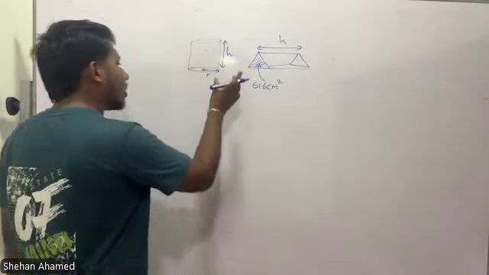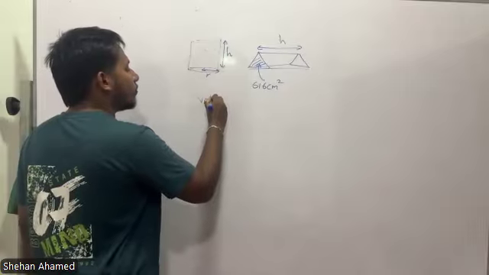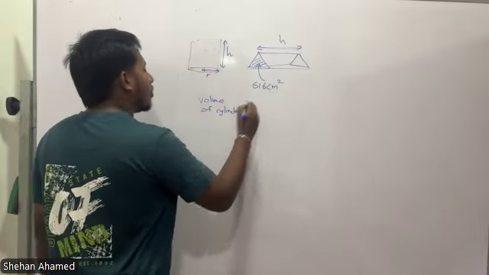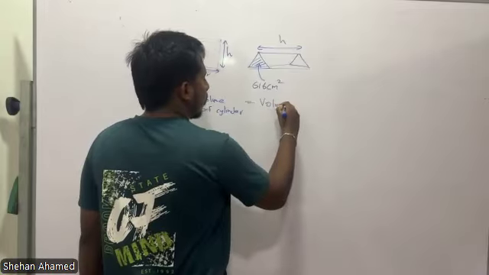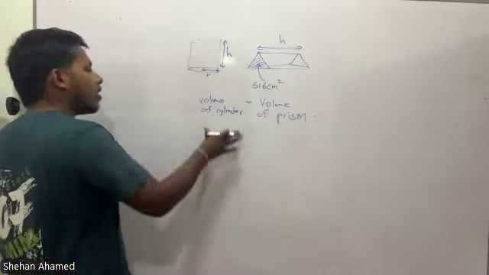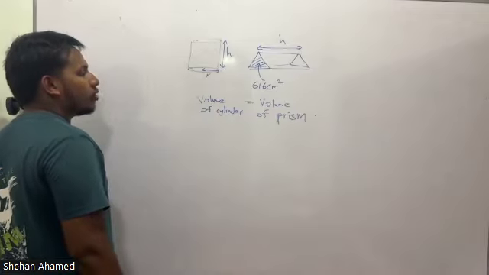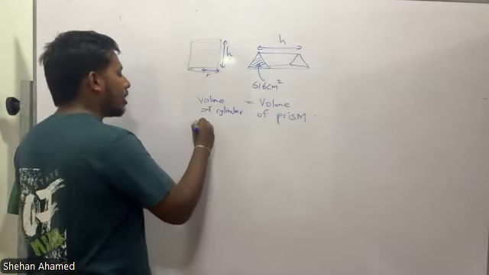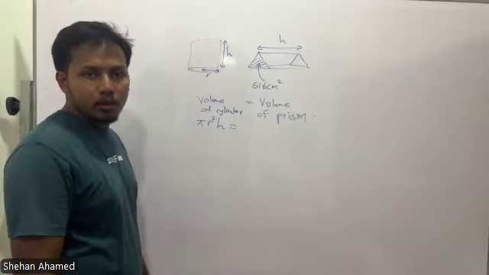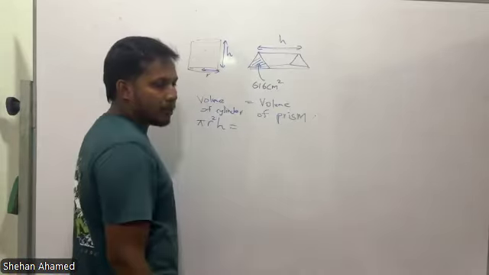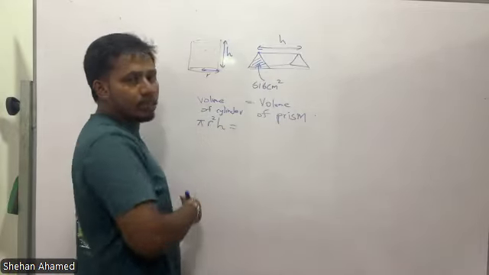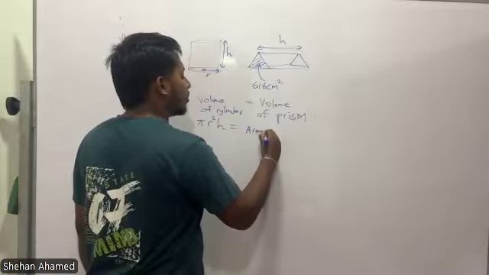So what you're going to come to the conclusion is volume of cylinder should be equal to volume of prism, right? So volume of cylinder, you know the equation of volume of cylinder, which is pi r squared h, okay? And you know the volume of a prism, area of cross section times height. Now here the area of cross section is given, okay?